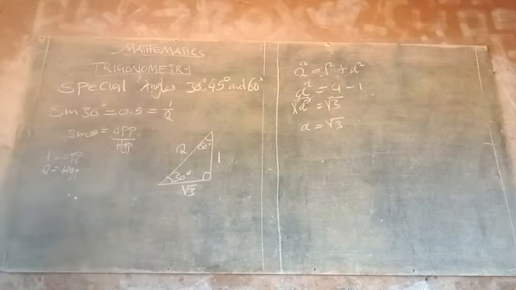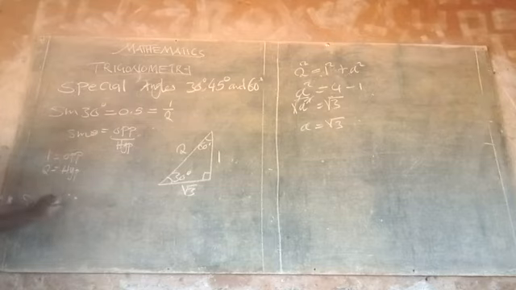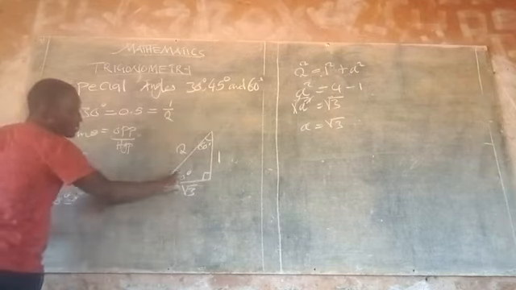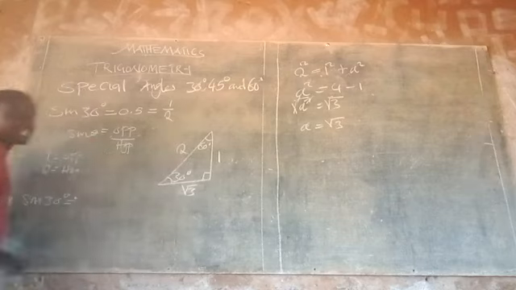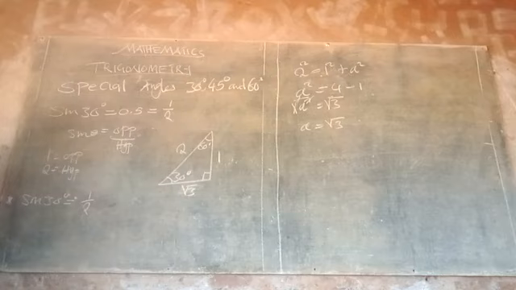So now let me try to find sine 30, cos 30, okay, and tan 30. So sine 30, we'll begin with sine 30. Sine 30 degrees. So my sine 30 degrees is going to be opposite over the hypotenuse. Then I'm going to have 1 over 2. So sine 30 is equal to 1 over 2.